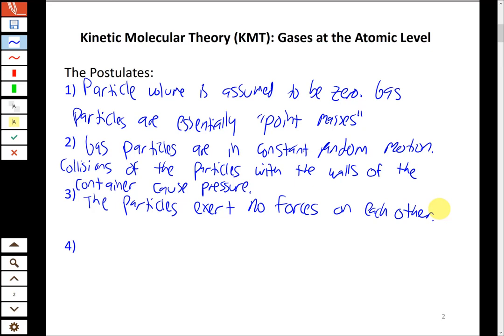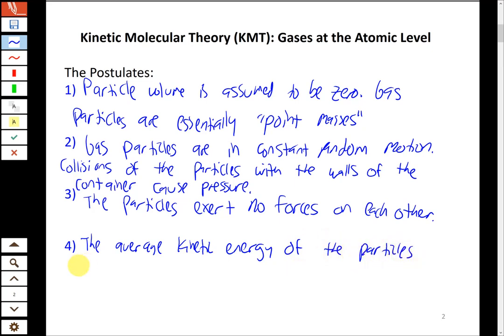If they run into each other, they might transfer momentum in that way, but they're not exerting any sort of regular force on each other. They're just, again, zooming around independently. And then another important one, which we're going to talk about in more detail quantitatively in a little bit, is that the average kinetic energy of the gas particles is proportional to the temperature. So kinetic energy is proportional to temperature.